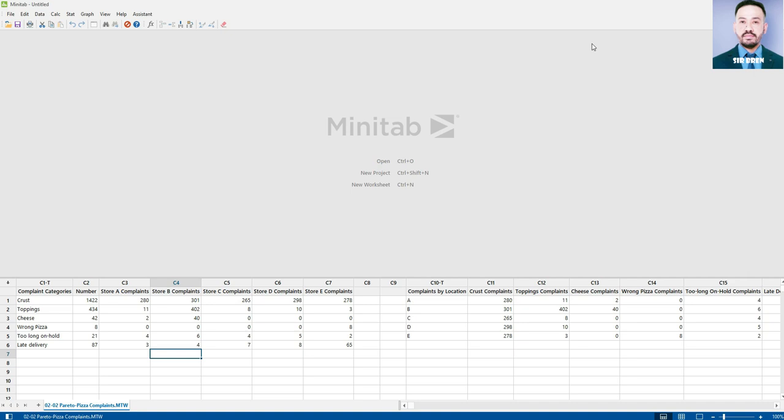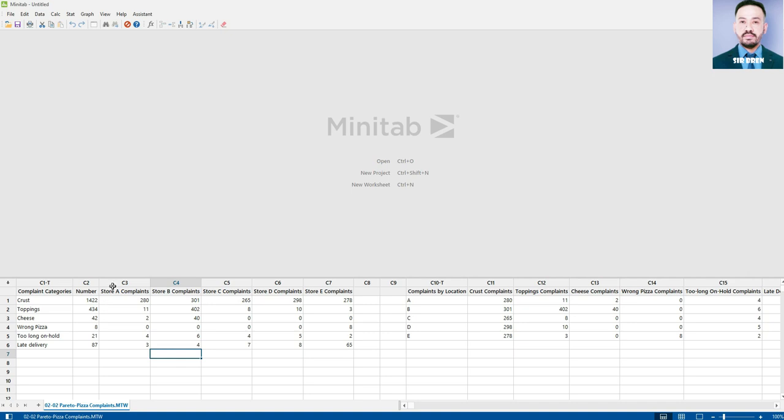In this example, we will determine the vital few that need attention, or we detect the causes using the 80-20 rule. Our example is about data regarding complaints for a pizza chain restaurant. C1-T to C2 are the complaint categories: crust, toppings, cheese, wrong pizza, too long on hold, late delivery. These are the categories and the number of complaints per category.